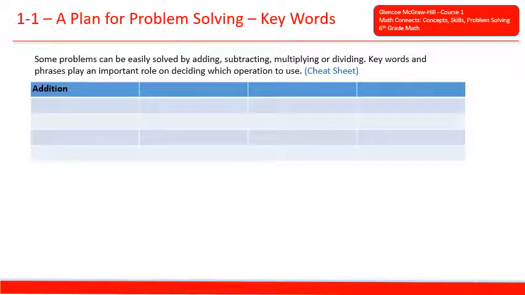So, addition: plus, sum, total, in all. If you see those words in a word problem, then we're probably going to be doing addition. And by probably, I mean we are. Subtraction: minus, difference, less, subtract. If you see those words, we're subtracting.